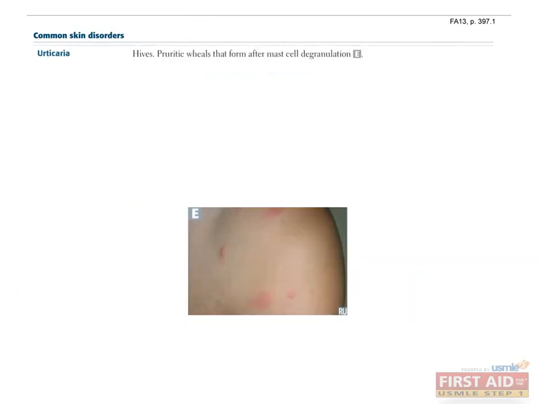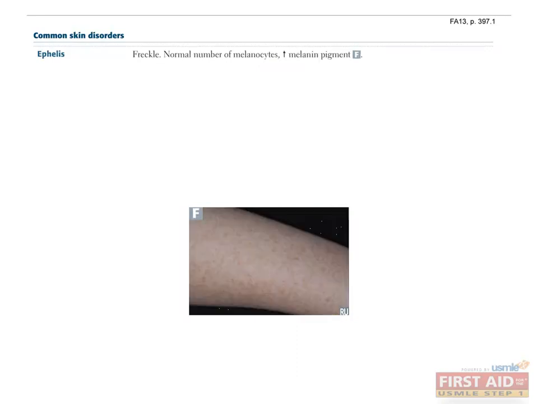Urticaria is the term used to describe hives, which are in fact wheals that are itchy and secondary to release of inflammatory factors from mast cells. You can see these in a wide variety of allergic responses. Ephelis is the technical term for a simple freckle. It's important to know that freckles are actually small areas of skin with the normal number of melanocytes, but melanocytes that just produce excess melanin pigment.